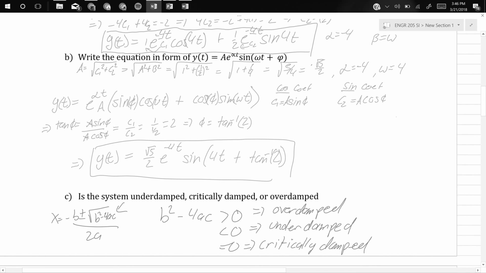In our case, since we had a negative in the radical earlier, because we did b, which was 8, so 64, minus 4ac, 4 times 1 times 32, which is 128. That equals negative 64, which is less than 0. So that implies underdamped.